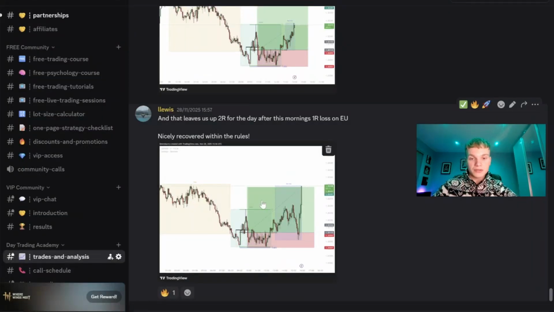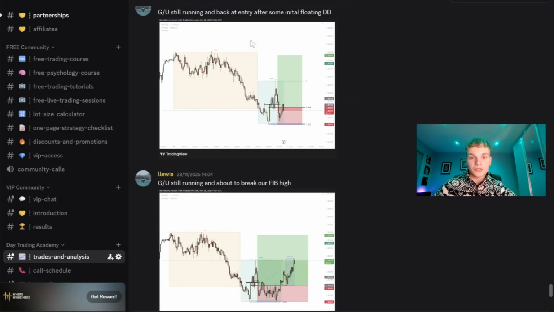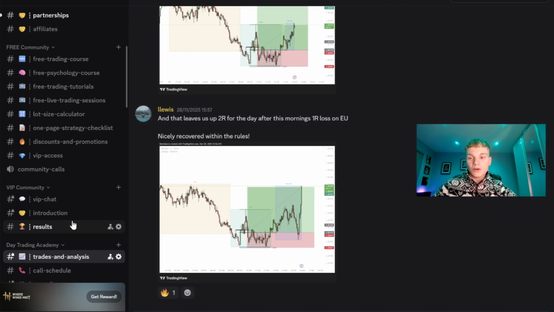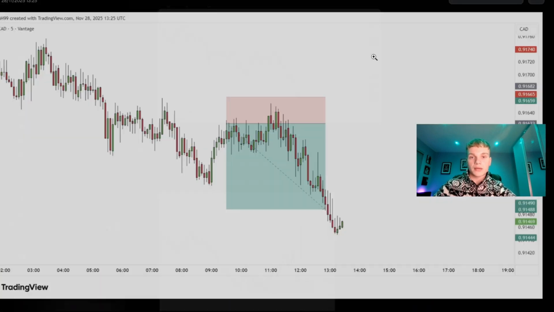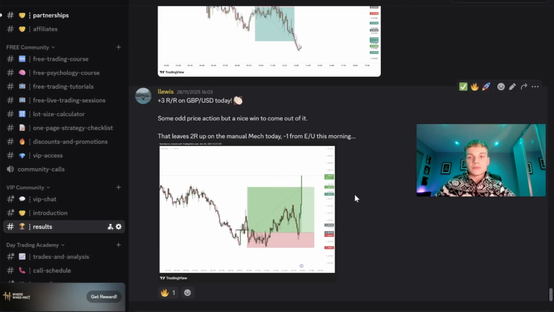But this was basically the 3R trade that we got. Obviously we took the 1R loss, but we ended up 2R on this trade, and we finished the week as well. I think we got another 3.2R on ORD-CAD with the SMC model as well. So we ended up a good 5.2R up on that trade.